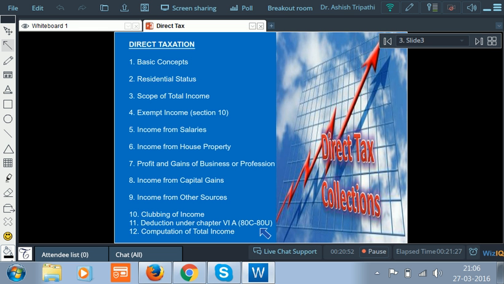We take the total of all income, we subtract the investments, and we get the final answer, that is our net taxable income. This is termed as computation of total income, and this is how we calculate it. I hope you have understood all the concepts which are there under direct taxation.